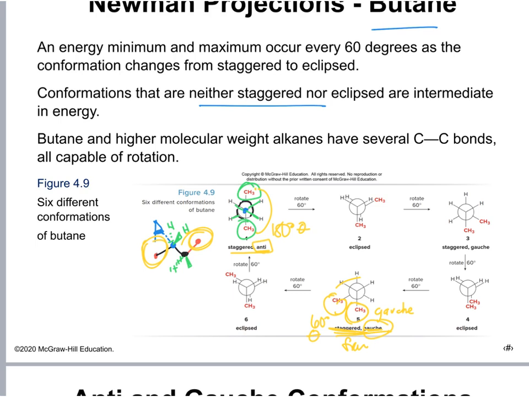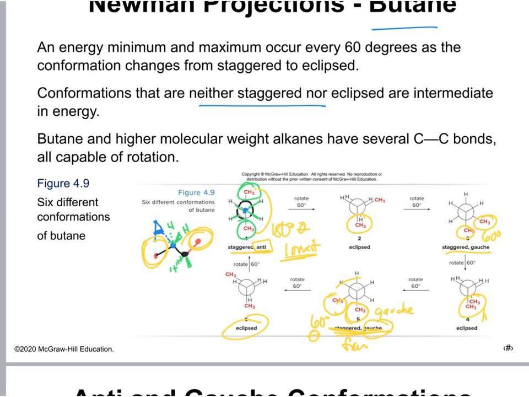G-A-U-C-H-E. But in order to rotate from this staggered anti, which is the lowest energy and preferred, it has to go through this eclipsed. And then it goes to staggered gauche. So these are 60 degrees. And then it goes to eclipsed, which is higher energy. Actually, it goes here first.